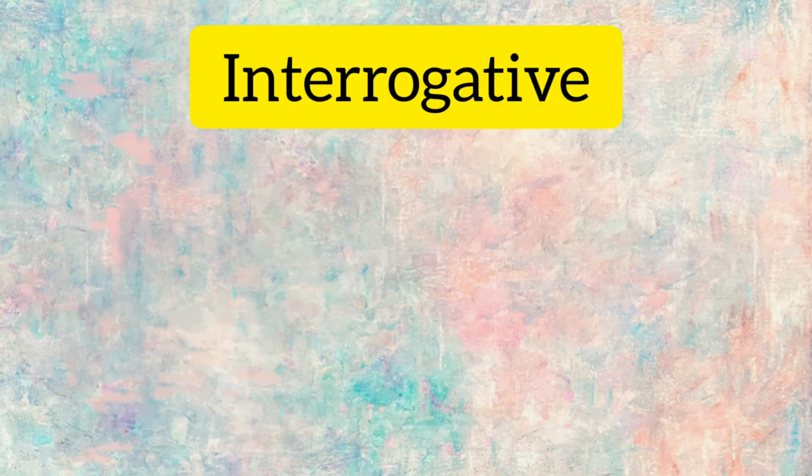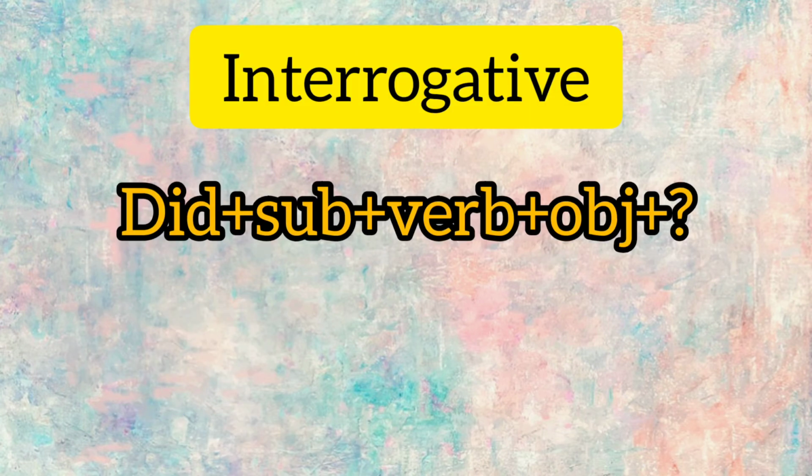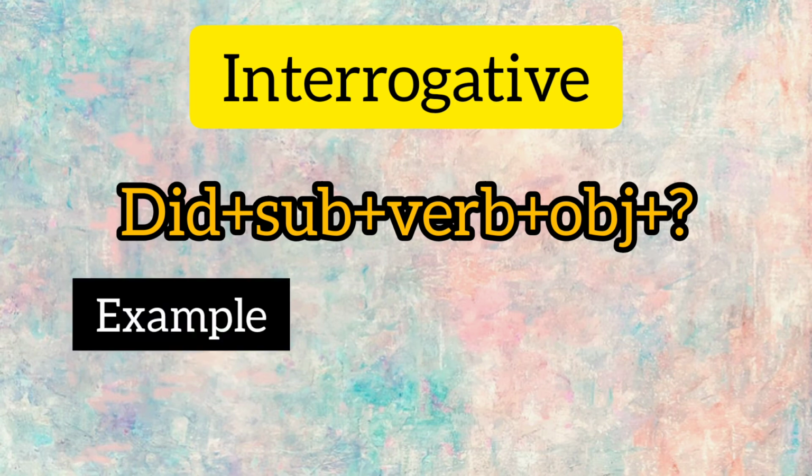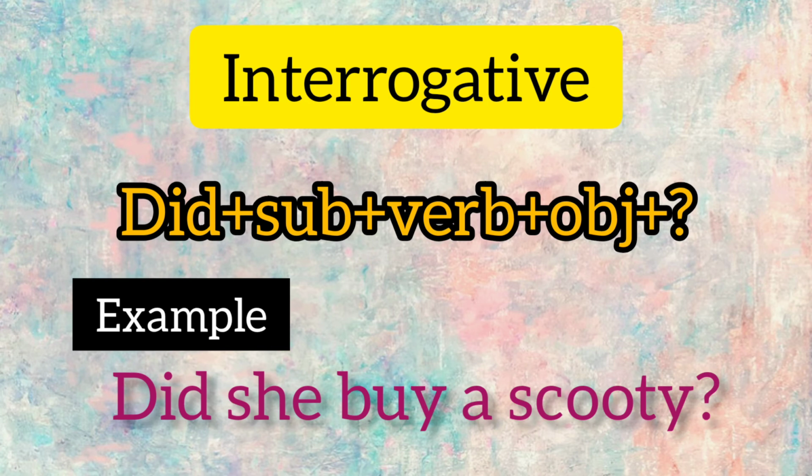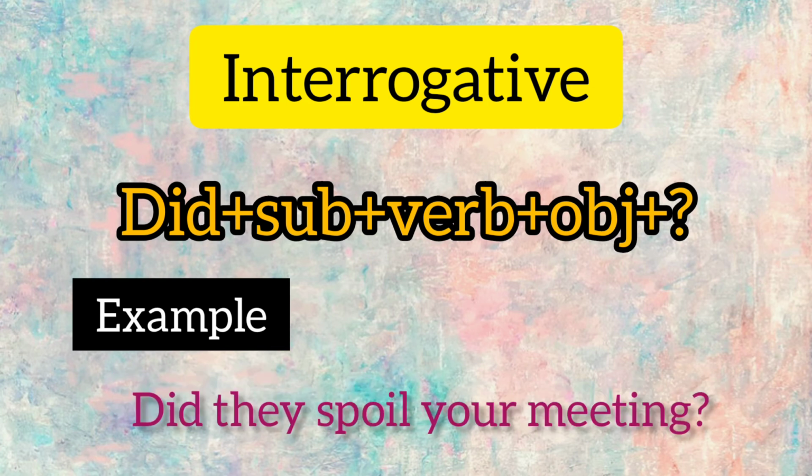In interrogative sentences, we use the auxiliary verb in the place of subject and subject in the place of auxiliary verb. So did will come at the first place and subject will come at the second place, and the first form of verb will be used. Did she buy a scooty? Did she spoil your meeting?